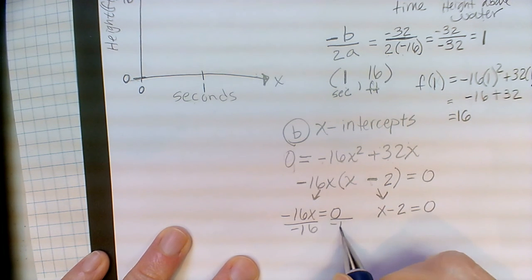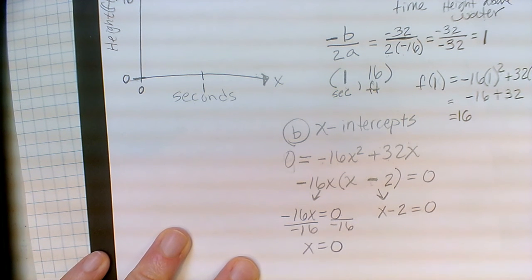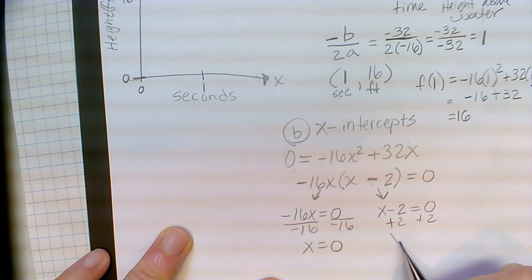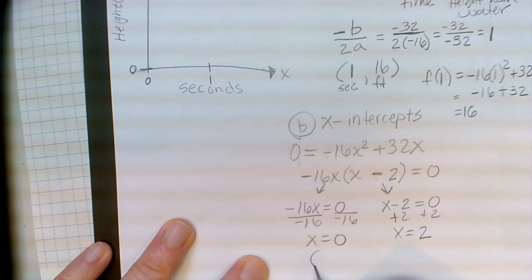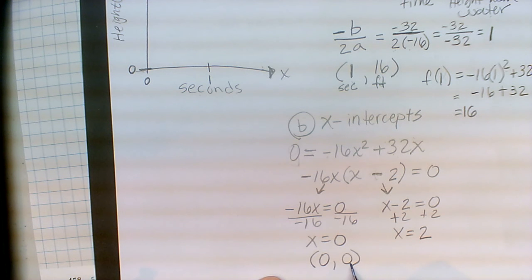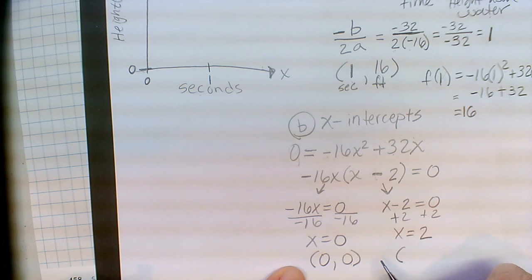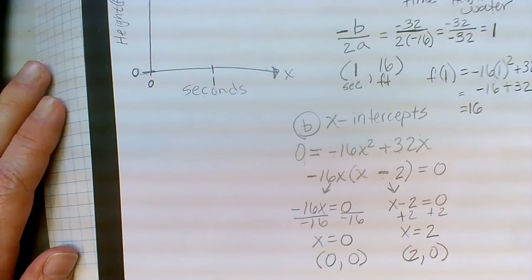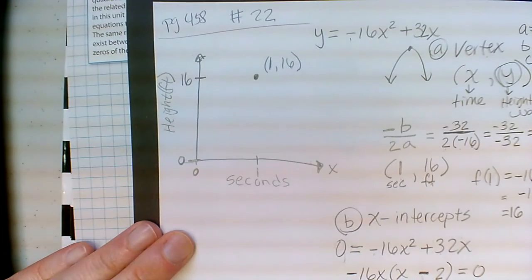This is going to give us our x-intercepts. 0 divided by negative 16 gives us 0. I'm going to add 2 to both sides right here, and I get x is equal to 2. Folks, these are our 2 x-intercepts. If it's an x-intercept, we know the y value is 0. So 0, 0 for that x-intercept, and then this one would be 2, 0. So let's go put those 2 points on our little graph that we made over here. 0, 0, and 2, 0. Let's see what that tells us.